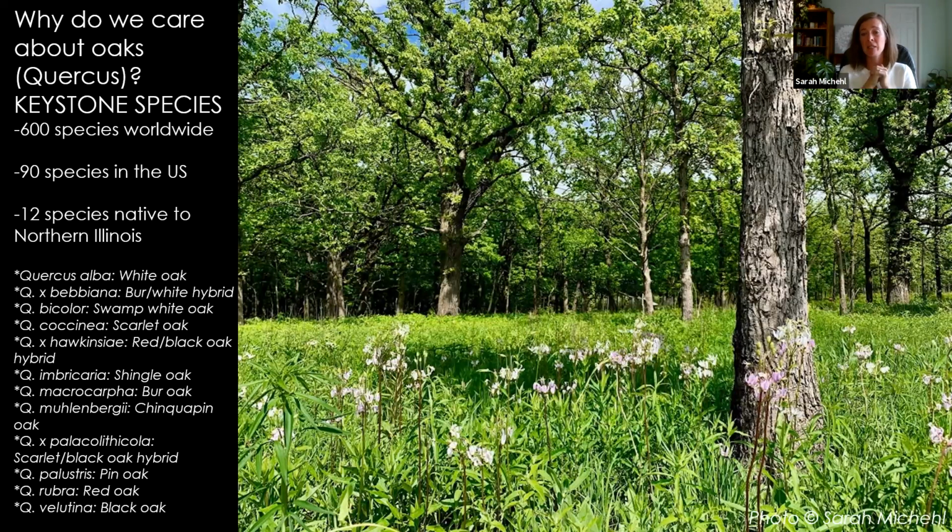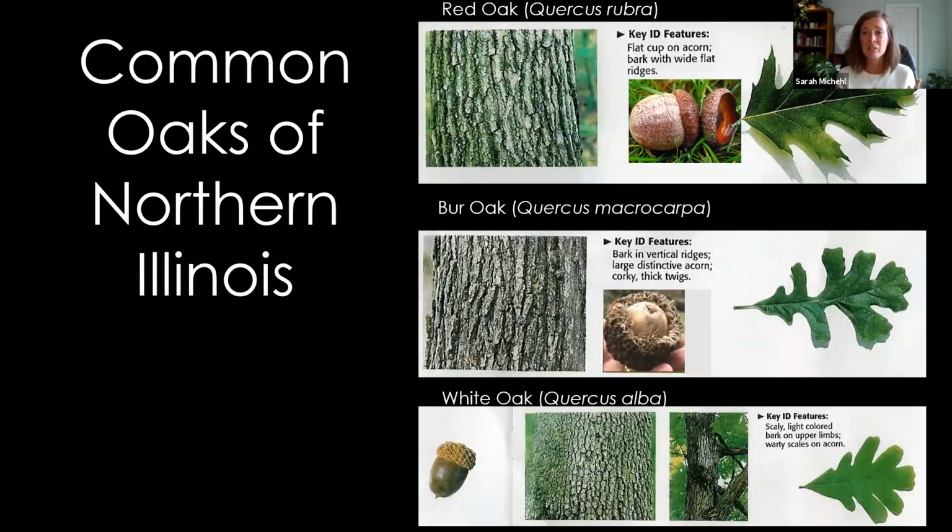Here in the United States, we have 90 species of oaks that are native. And in Northern Illinois, we have 12. And I've got listed there all of the 12 species. I am not going to bore you by reading all of them, but they fall into two main categories of the white oak group and the black oak group. And here's some of our three most common. We have bur oaks, we have white oaks, we have red oaks.